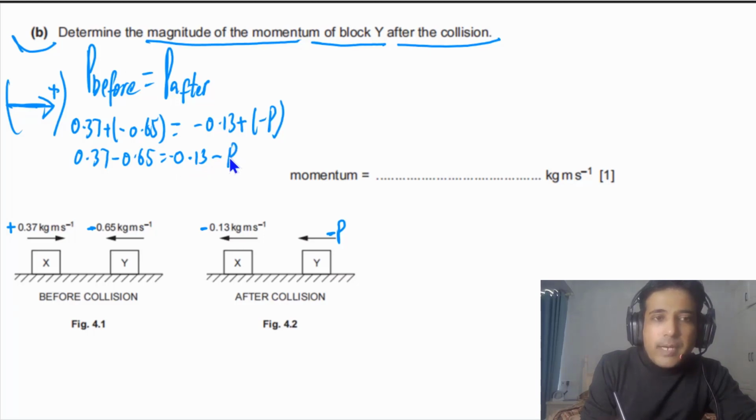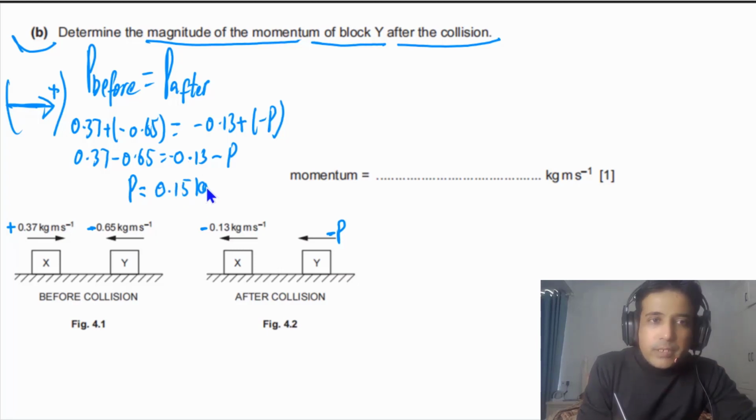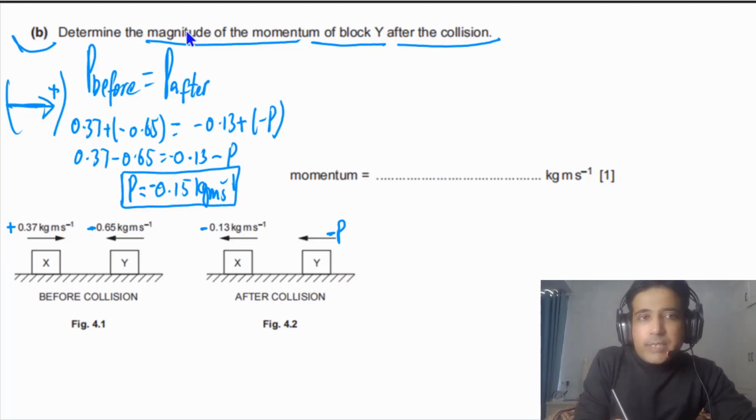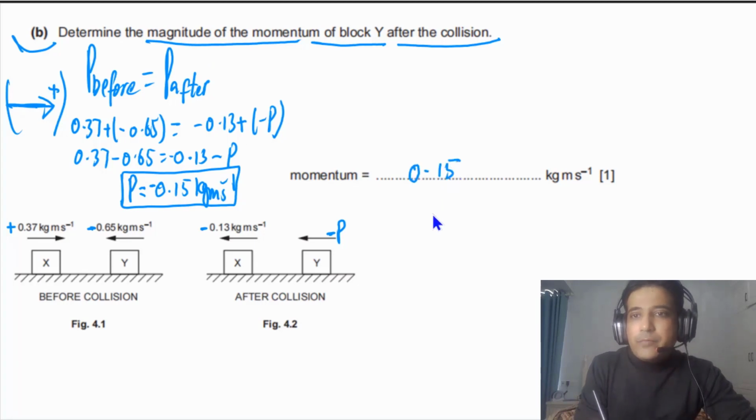So we have to find out in this case the value of p. If we solve this for the value of p, we will also get a negative answer. That will be equal to 0.15 kg m/s. This answer will be negative, which means this momentum is negative because this is to the left and we have taken to the right as positive. This question is simply asking for the magnitude, so you can write down 0.15, and this question has only one mark, an answer mark. If you have got the right answer, you will get this mark.